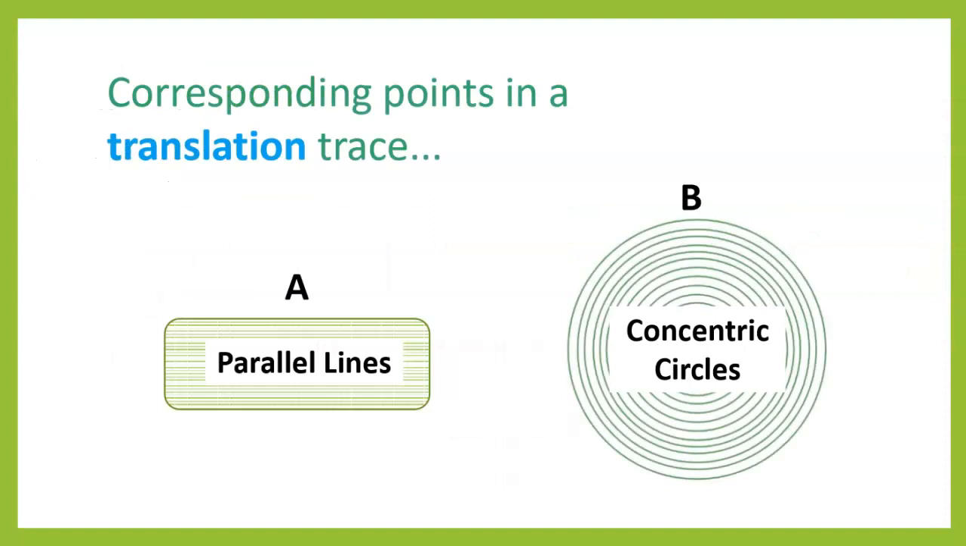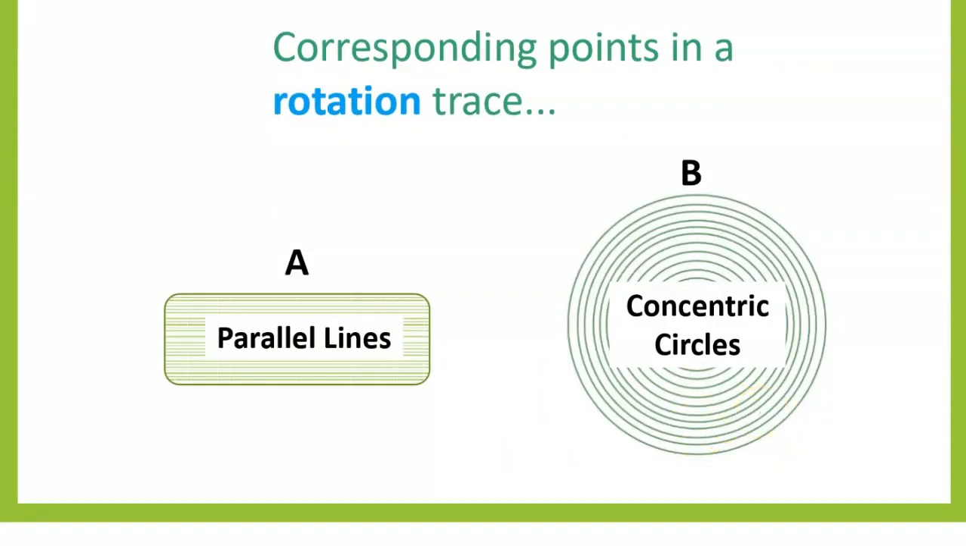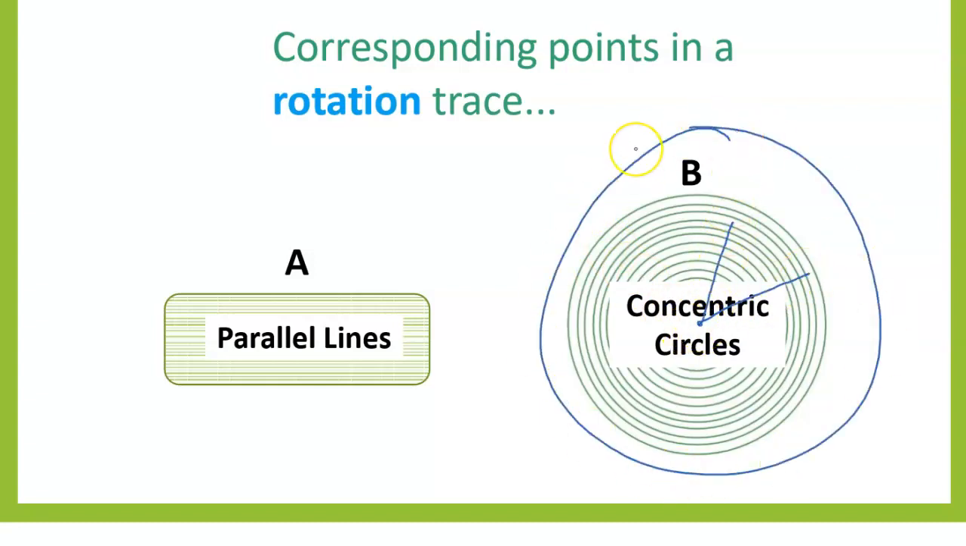So now we have a question. Corresponding points in a translation. We have to think back to translations. We covered those first. Do the corresponding points trace parallel lines or concentric circles? Remember when we drew those vectors from A to A prime, from B to B prime? Those made parallel lines. What about rotations? Did rotations make parallel lines or concentric circles? Rotations, we said, went around a central point and went a radius. So corresponding points in a rotation trace concentric circles.